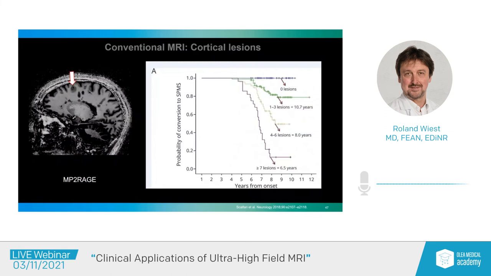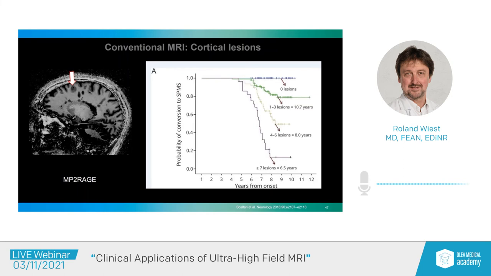Another advantage of ultra-high field MR is the detection of cortical lesions, and this can be done with the MP2RAGE sequence, the T1-weighted sequence in ultra-high field MR. It has also been shown that the number of cortical lesions at the very beginning of the disease is predictive for the time to conversion to secondary progressive MS. If you identify more than 7 lesions in early images, then you have a much higher risk to convert into progressive MS within a relatively close time period, while where fewer lesions are apparent on the T1-weighted image, the risk of developing progressive MS is much lower.